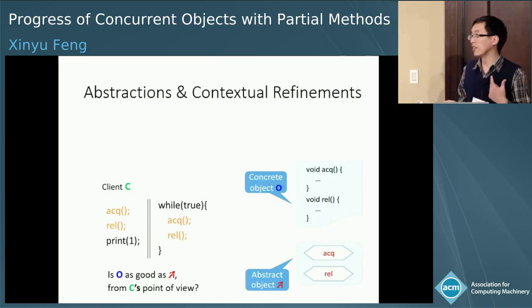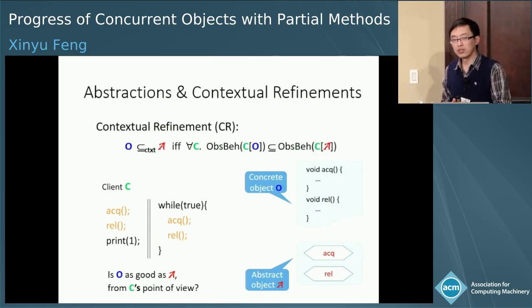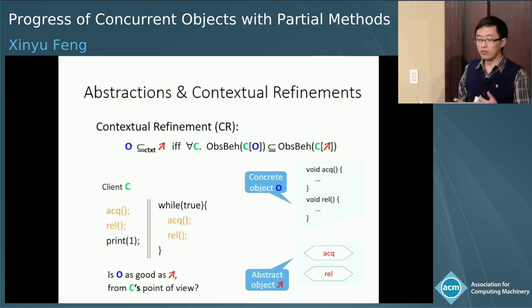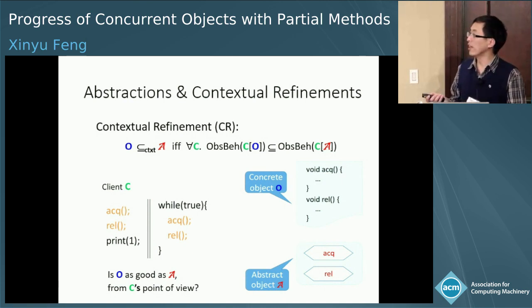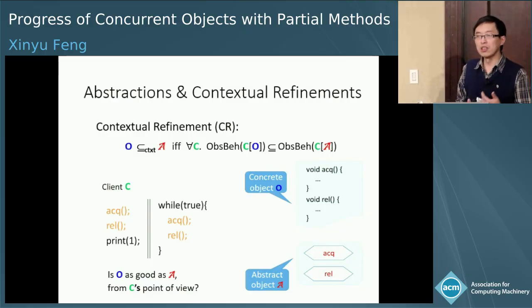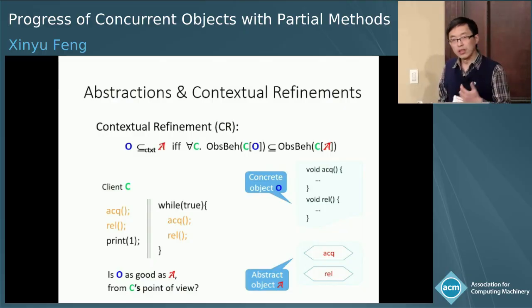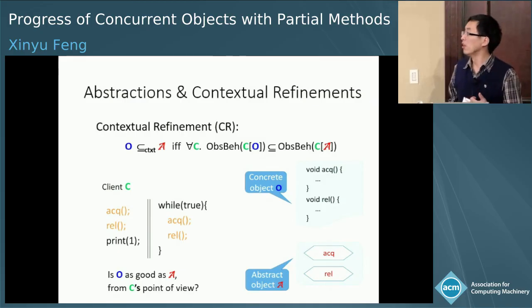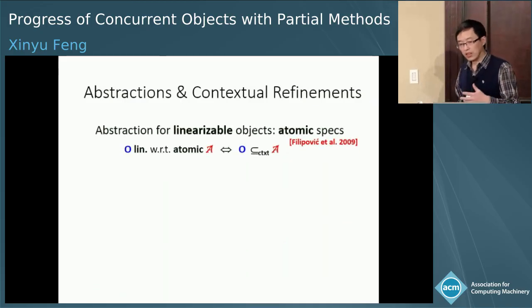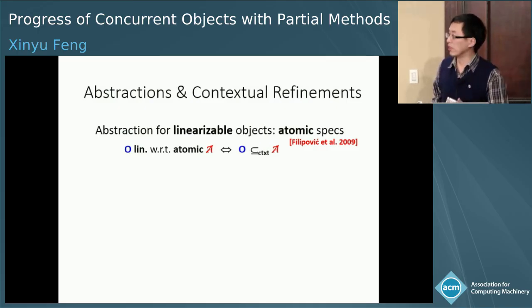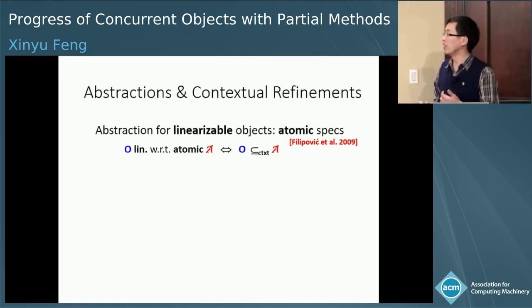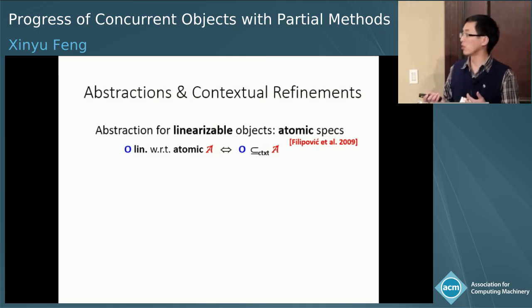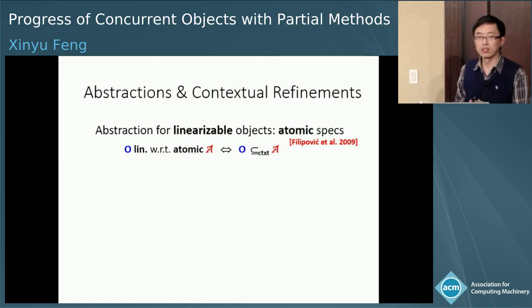This comes to the idea of contextual refinement, which says O is a contextual refinement of A if for all clients, the behaviors of C with O are a subset of the behaviors of C with A. So in this sense, A serves as a context-independent abstraction for O, which is a very nice property. Also in the literature, there have been relationships established between classic correctness definitions and contextual refinement. For instance, for linearizability, we know that it's equivalent to contextual refinement if we use atomic operations as specifications.